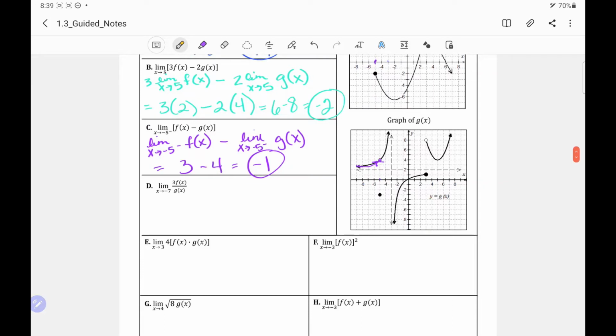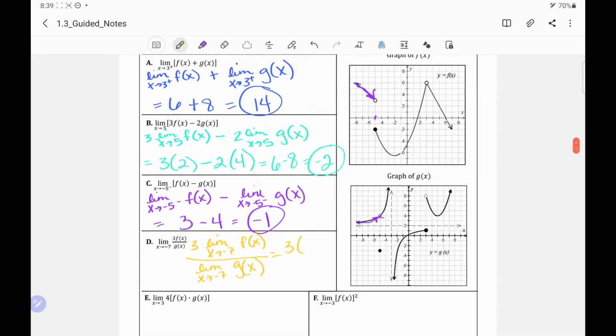The limit as x goes to negative 7 of 3 times f of x divided by g of x. We've got a quotient here, so I'm going to separate this out. 3 times the limit as x goes to negative 7 of f of x divided by the limit as x goes to negative 7 of g of x. So looking at that, we know we have the 3, so let's write that out. And we're looking at f going to negative 7. So negative 7 is right here.